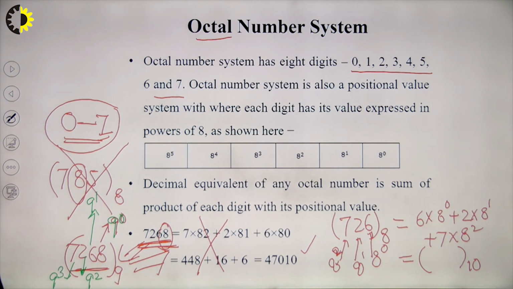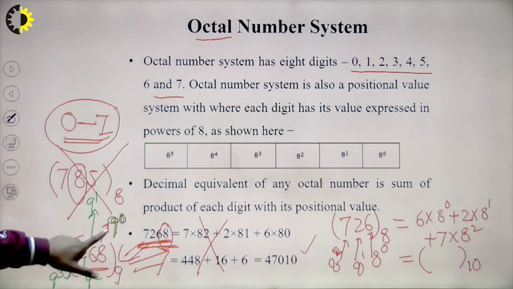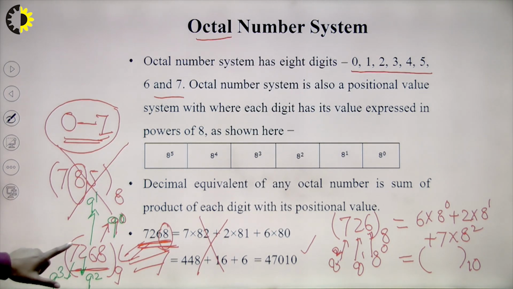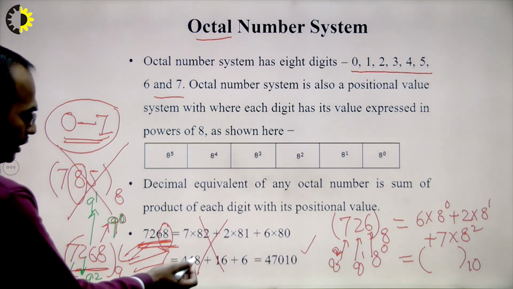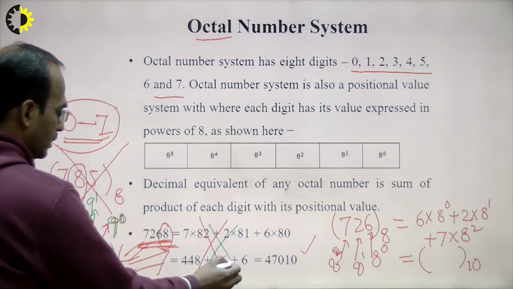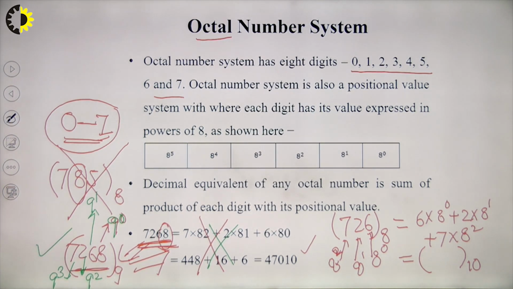So you can say that this can be true: 8 into 9 to the power 0, 6 into 9 to the power 1, 2 into 9 to the power 2 plus 7 into 9 to the power 3. So there you can convert. This is not right, it is only written for this 8 into 0. So this is right.